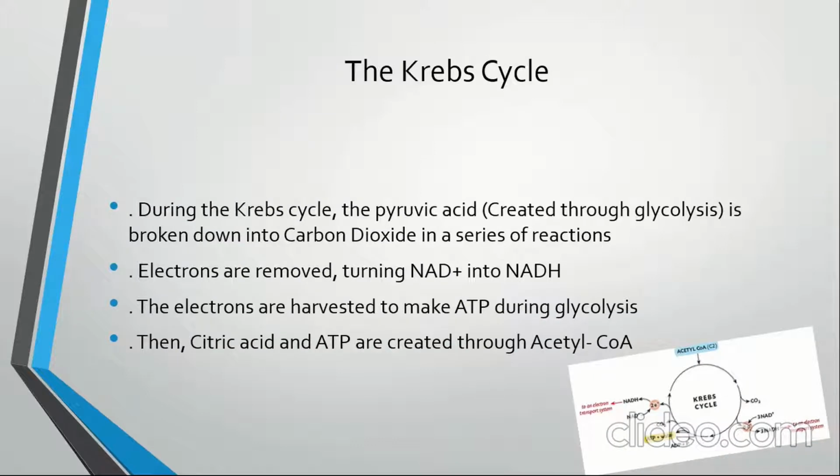The Krebs cycle. During the Krebs cycle, the pyruvic acid, created through glycolysis, is broken down into carbon dioxide in a series of reactions. Electrons are removed, turning NAD plus into NADH. The electrons are harvested to make ATP during glycolysis. Then, citric acid and ATP are created through acetyl CoA.